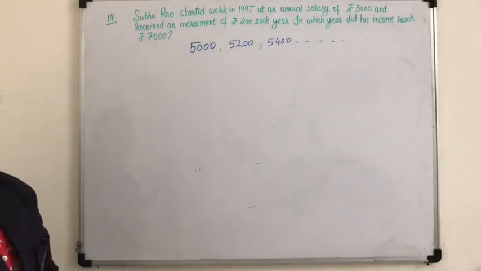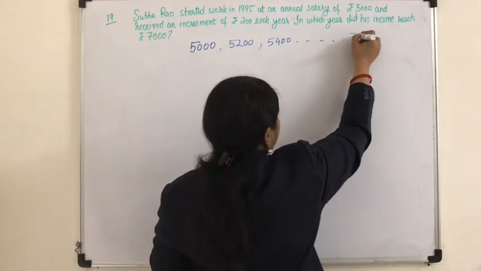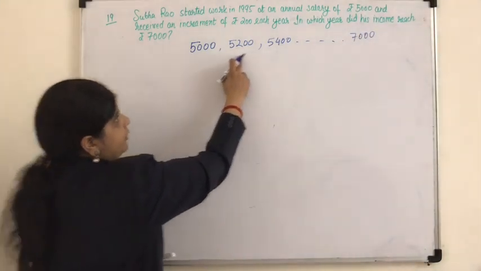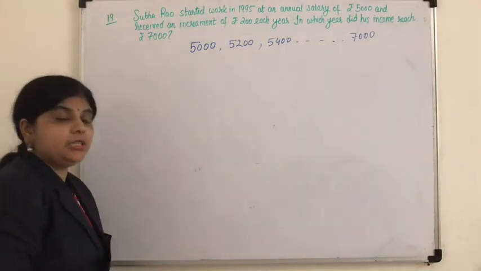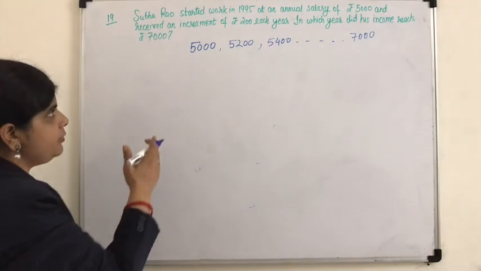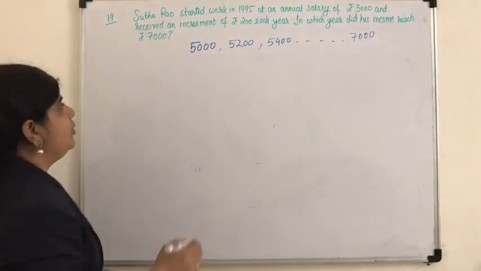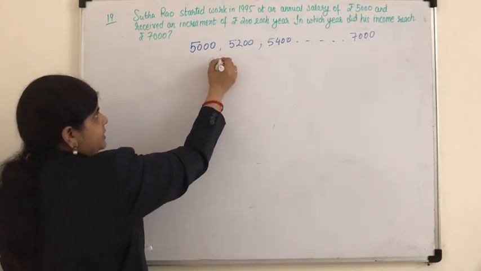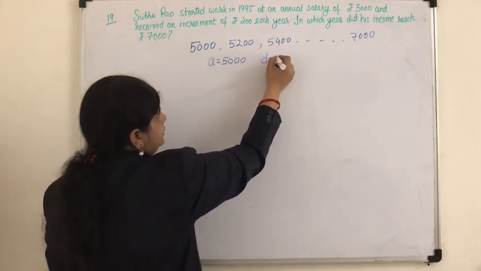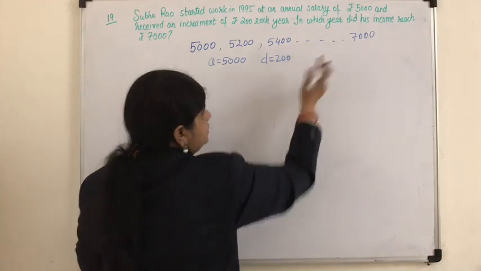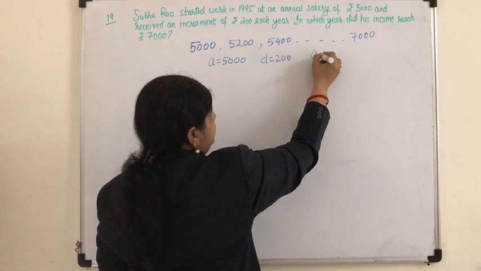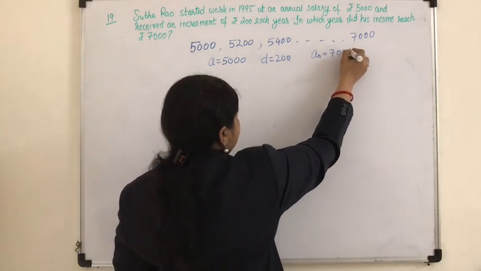What we have been asked is in which year did his income reach 7,000. So the last term given to us is 7,000. So we need to find out the value of n, meaning in which year the income has reached 7,000. Once you find the AP, the question is very simple. Here the value of A is 5,000, D is 200, and this is the last term or nth term of the AP.